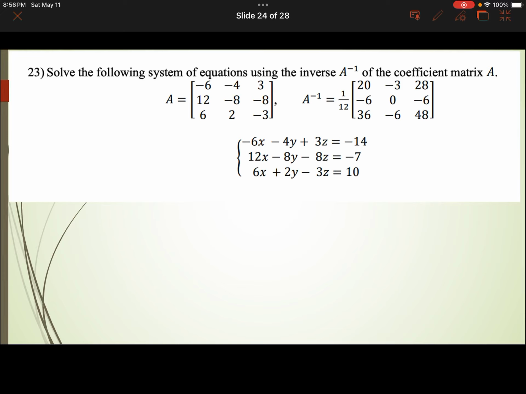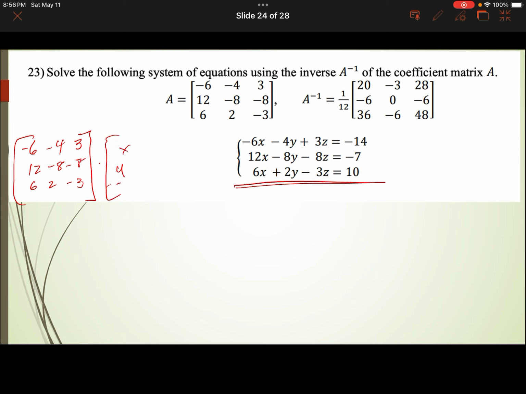It's going to say write this as a matrix equation. So first we need to write it as -6, -4, 3, just the coefficients, 12, -8, -8, 6, 2, -3, times xyz equals -14, -7, and 10.